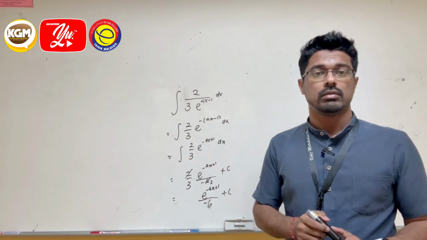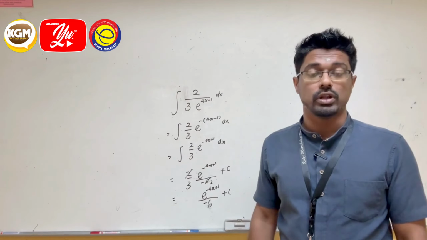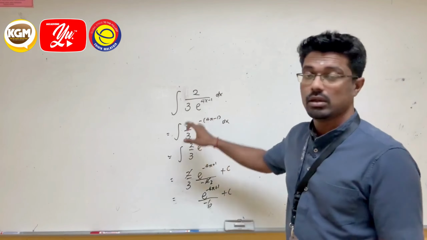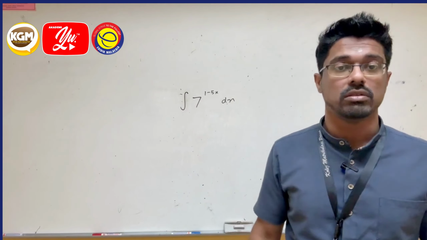Ta-da! Let us go and see another 2 more examples on exponent. This time using numbers, not e. All right. Exponent also. Okay, why? Because you got something to the power of something. When you got something to the power of something, it's exponent.